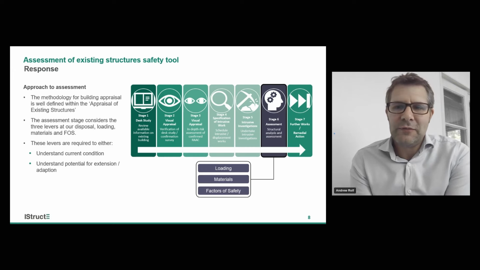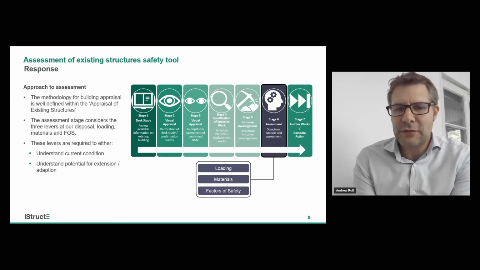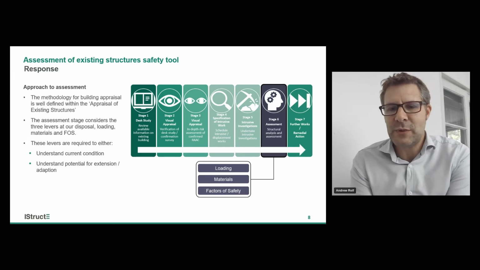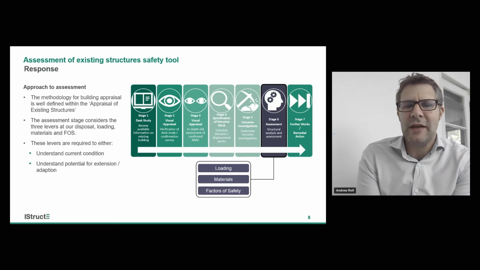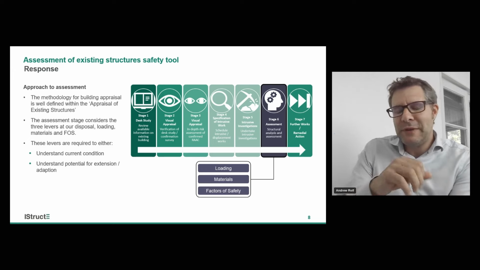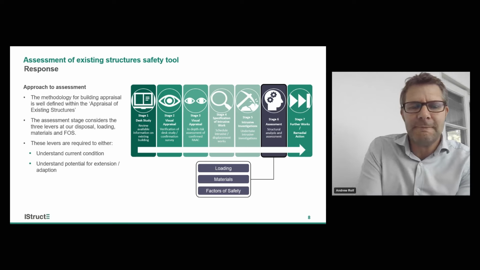But actually what we've found is we've got to stage 6 and we're actually assessing the building elements and considering the implications of overutilization of those constituent elements. And at this assessment stage, this is where, as Andrew Smith said, we're starting to pull those levers around loading or materials or factors of safety.